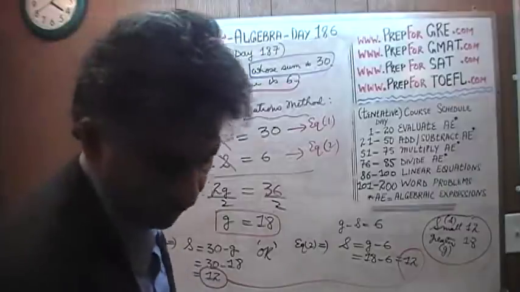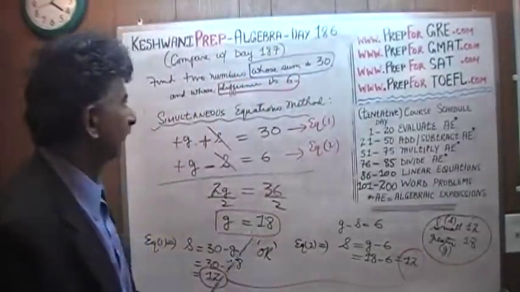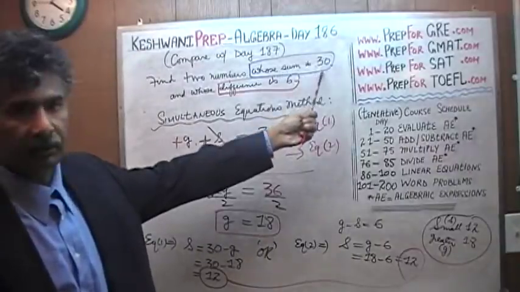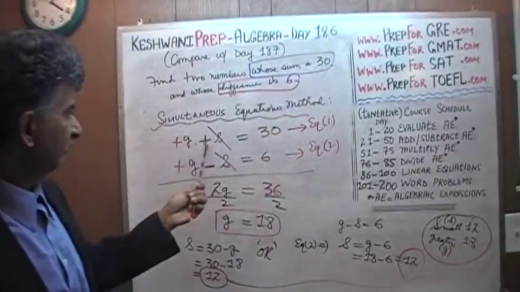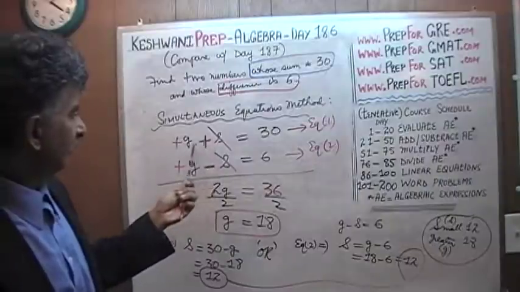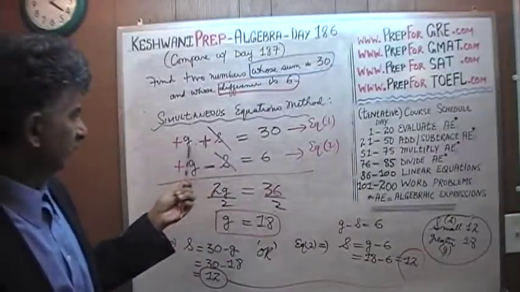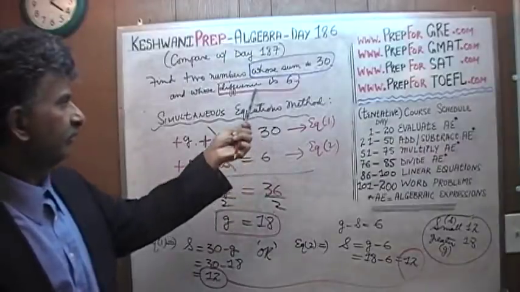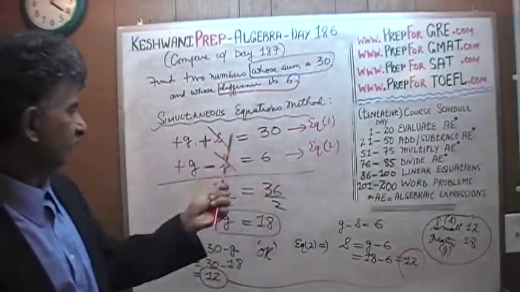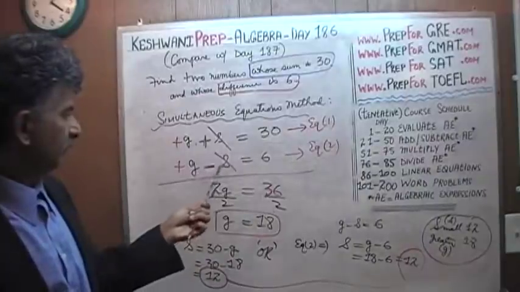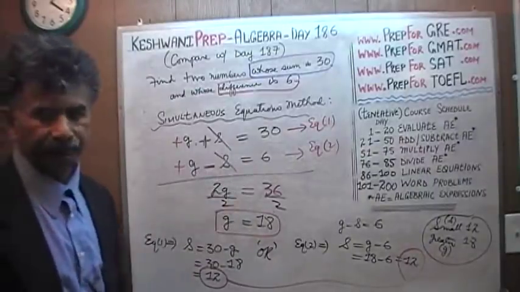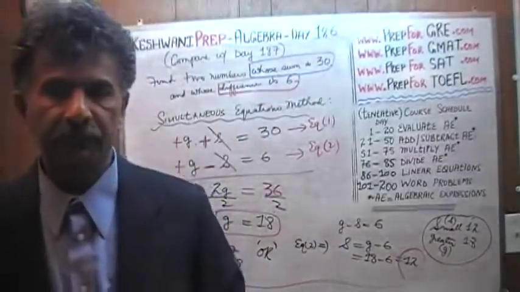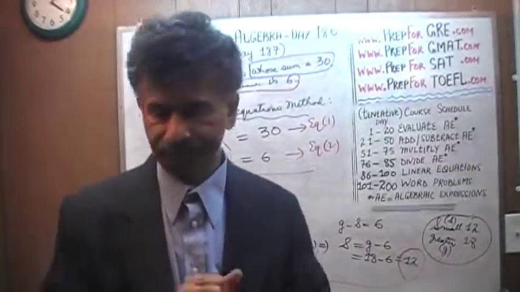And the two equations came from these two parts of the statement. The first part was that their sum is 30. The greater number plus the smaller number is 30. The second equation came from the fact that their difference is 6, so the greater number minus the smaller number must be 6. That's all. Then you just add up the two equations and off you go.